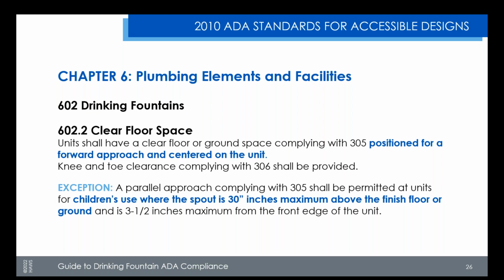Obviously our toe and knee clearance must also still be available. There is an exception included here for parallel approaches to children's use units, allowing for a parallel approach, so long as the bubbler or spout, wherever the exit of the water is for a fountain, is at a certain height and depth. Knee and toe clearance begins to diminish pretty quickly as we lower fountains for children's use.